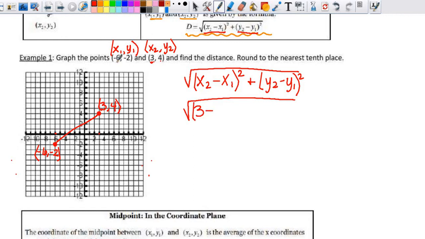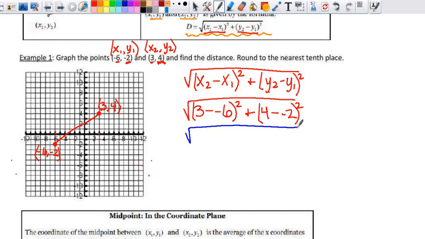Then I take my x1, which is -6. Close my parenthesis, square it. Plus, now I take my y2, which is right here, 4, minus my y1 is -2. It's always, if you notice, the second coordinate minus the first. You subtract your x's, you subtract your y's. And it is squared. All right, so let's go through this step by step. We're going to break this down. We're going to get to the square root at the very end.